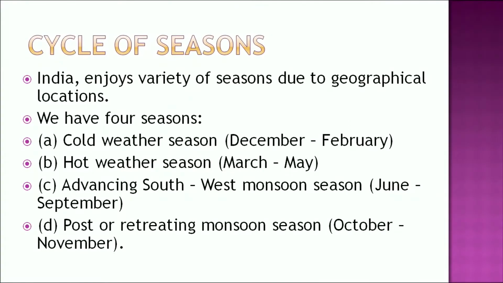Now let's understand the cycle of seasons. India enjoys a variety of seasons due to its geographical location. We have 4 seasons: the cold weather season, which lasts from December to February, the hot weather season, which lasts from March to May, then the advancing southwest monsoon season from June to September, and the post or retreating monsoon season from October to November. Now, what is the cold weather season like?